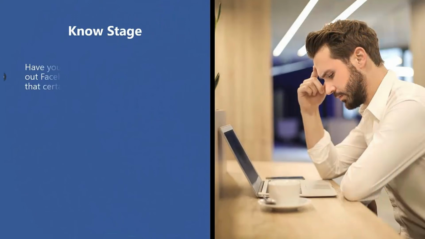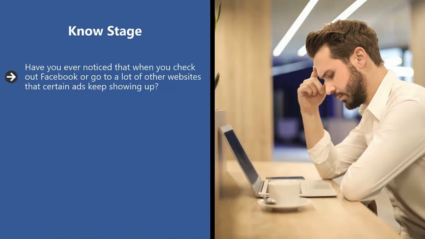Know stage. Have you ever noticed that when you check out Facebook or go to a lot of other websites, certain ads keep showing up? You may be thinking to yourself, why is the company behind that ad blowing all that money to keep showing me the same ad over and over? Well, this is called the rule of 8.